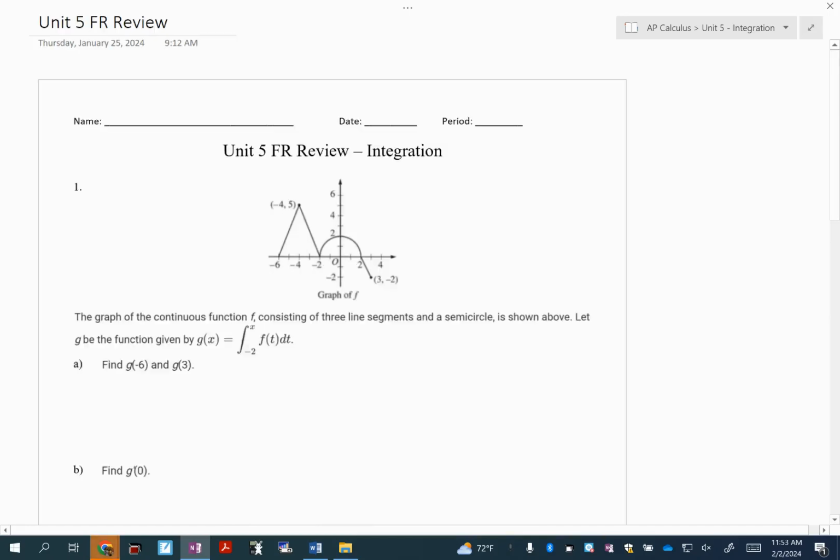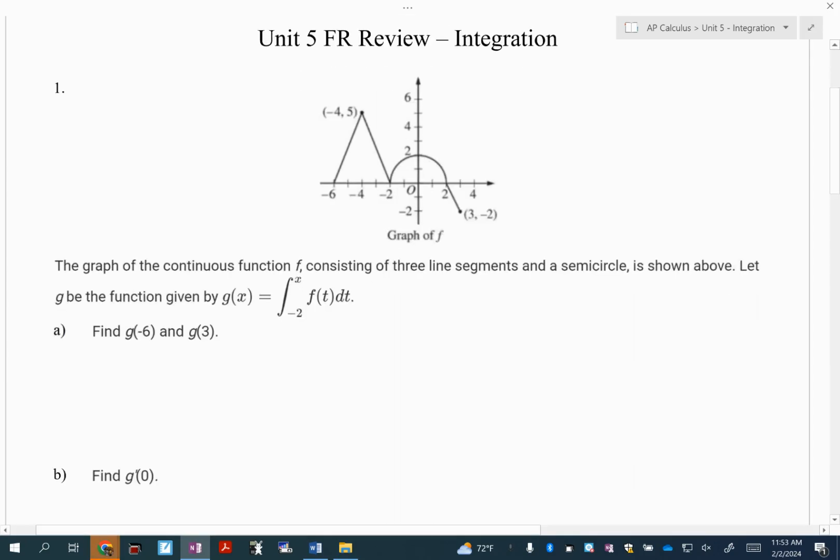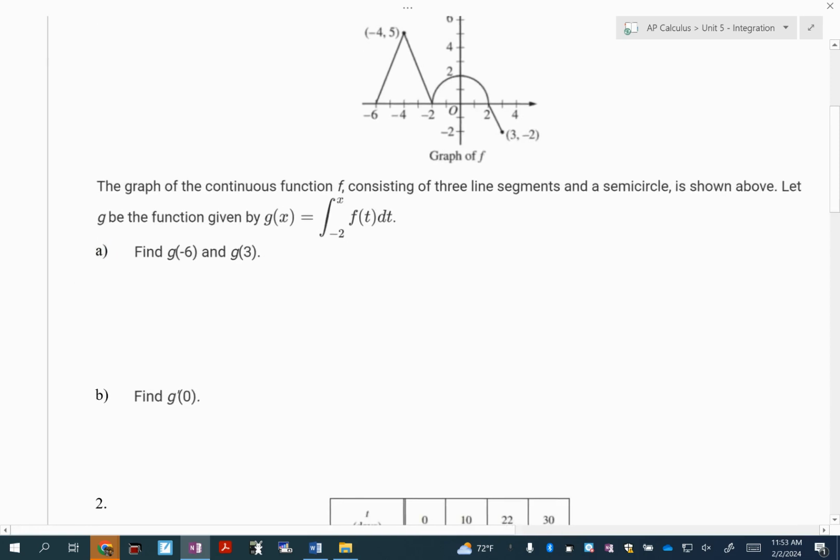In this video, I'm going to go over the 3 review questions for the free response for Unit 5 on integration. All right, so let's try this first one. The first one says, the graph of a continuous function f is shown here. Let g be the function given by g of x equals the integral from -2 to x of f of t dt. So the first question, A, is asking me to find 2 values if I were to plug in certain numbers into x for that g of x function.